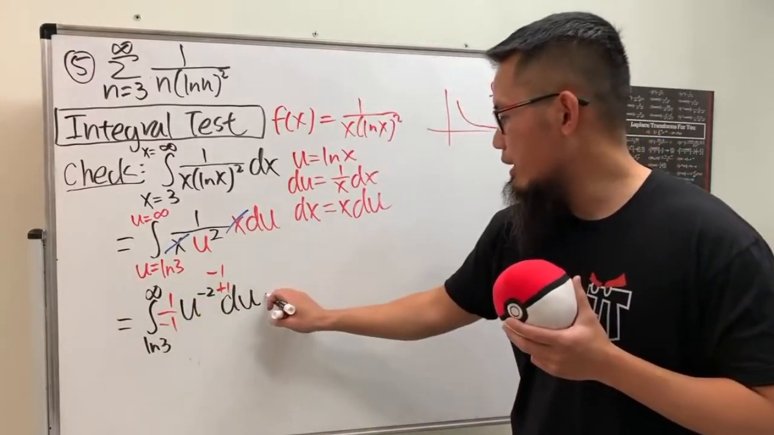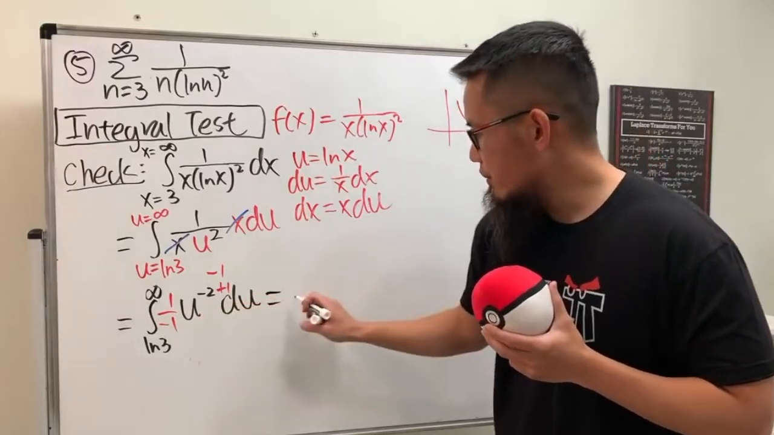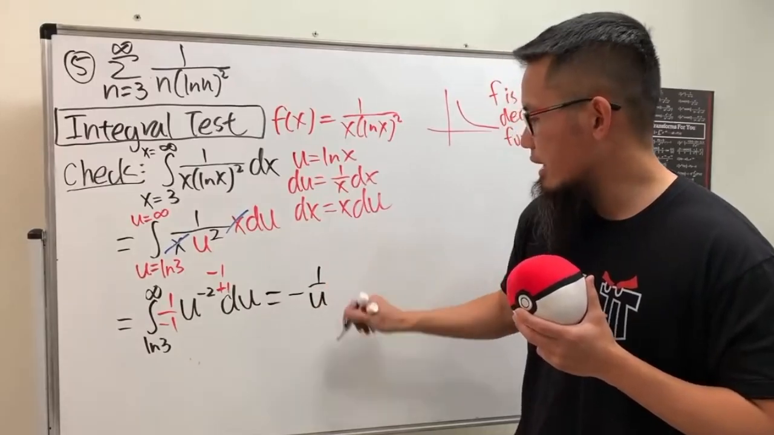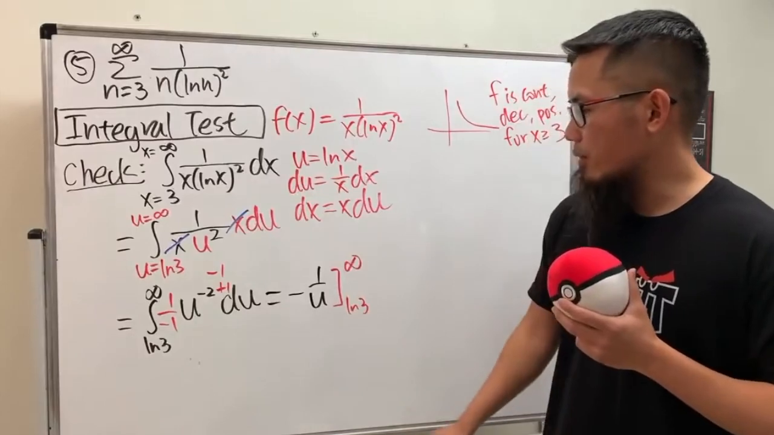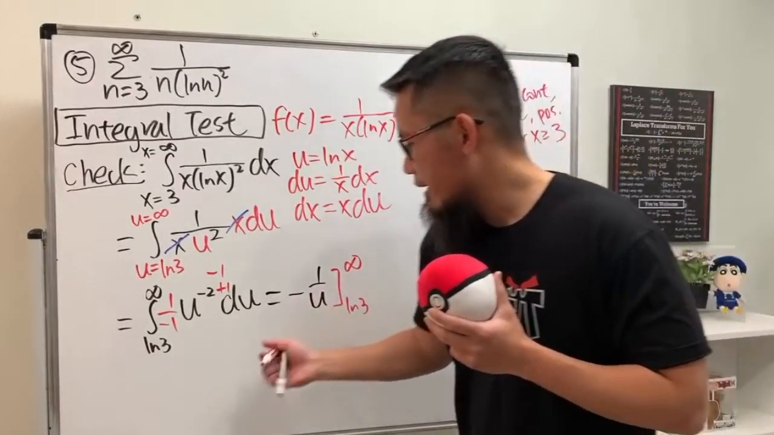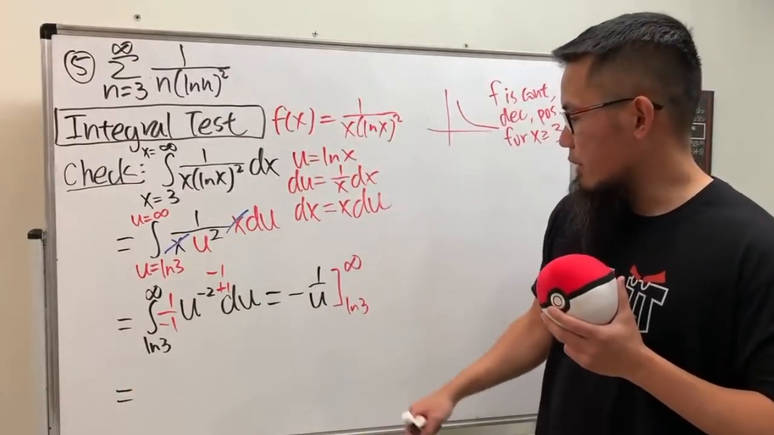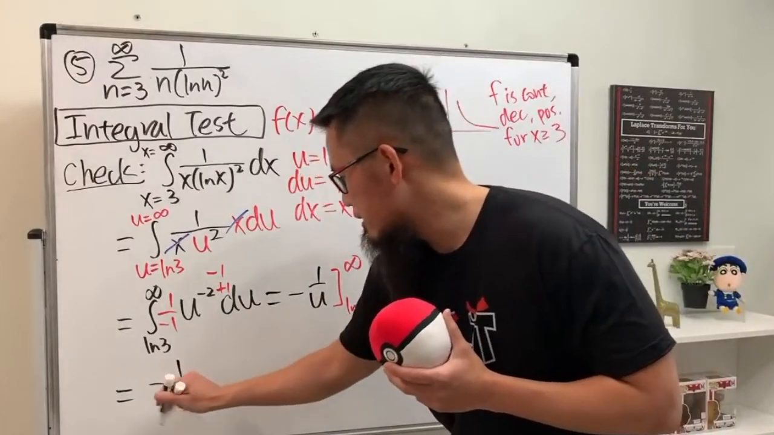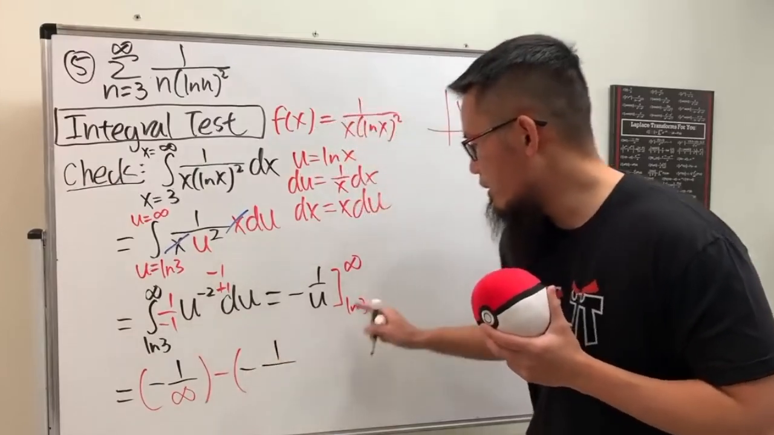So it looks like we have negative u to the negative 1, which is just 1 over u like this. And then we are going from ln 3 to infinity, like so, right? You know what? I'll put it down here. Okay. And then plugging infinity, plugging ln 3. So first we get negative 1 over infinity. So that's the first term. And then we are going to minus negative 1 over ln 3.